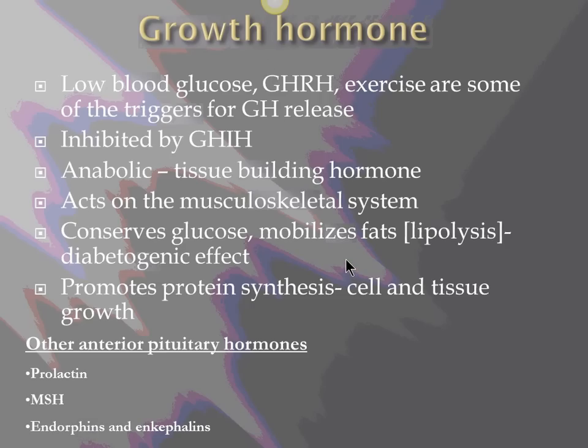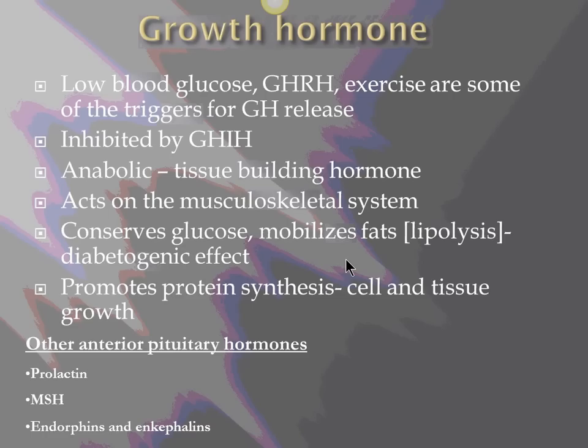Because it breaks down fat to make ATP, during the growing period you would see that children are usually quite lean, especially if they exercise a lot, because more growth hormone is produced. Because fat is broken down, children tend to be lean at that time. So there's not much collection of subcutaneous fat.